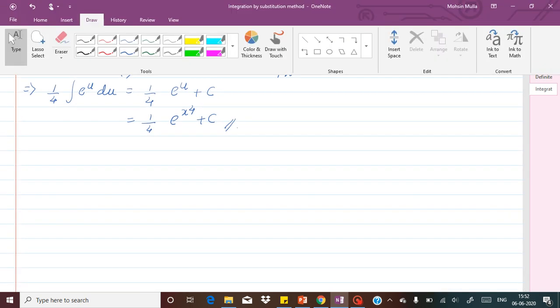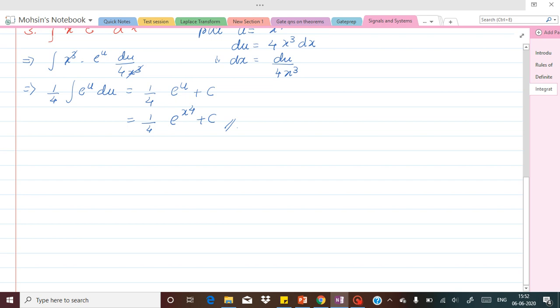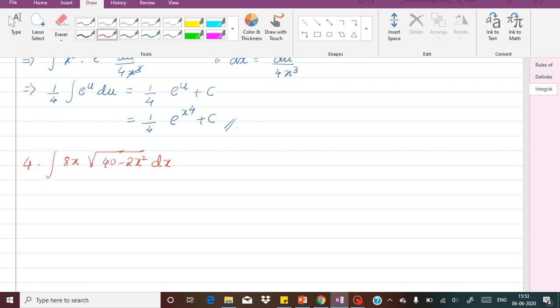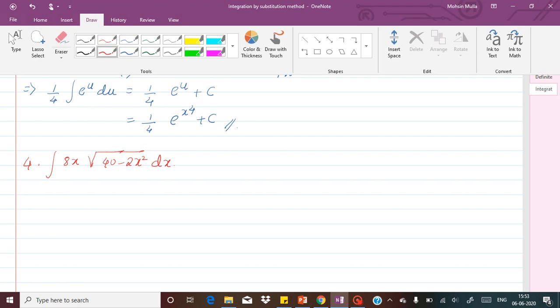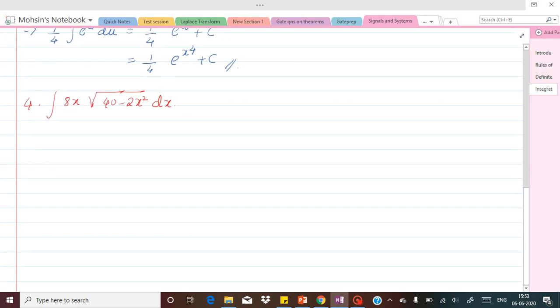Okay, so now let us take the next example, the fourth example. So it is integration of 8x under the root 40 minus 2x square dx. Okay, so here also you need to think which term should be substituted as the u term. So now here obviously when you take the differentiation of 2x square, you are going to get that term of x which will cancel this x. So let us substitute for this under the root term.